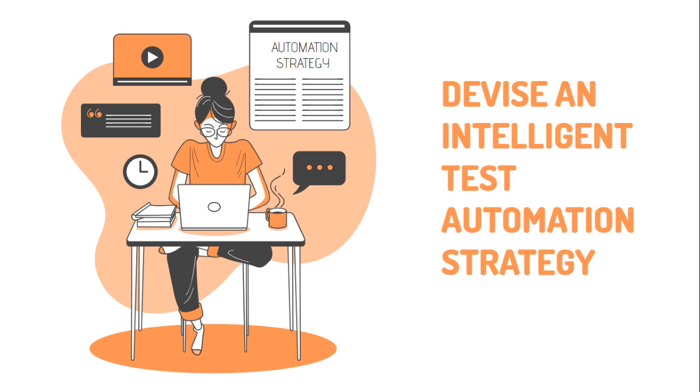So the next thing I want to talk about is devising an intelligent test automation strategy. Test automation is the key enabler of Agile and DevOps. But investing in test automation without a proper plan will lead to failures. So today I want to talk about how you need to form a solid test automation strategy.